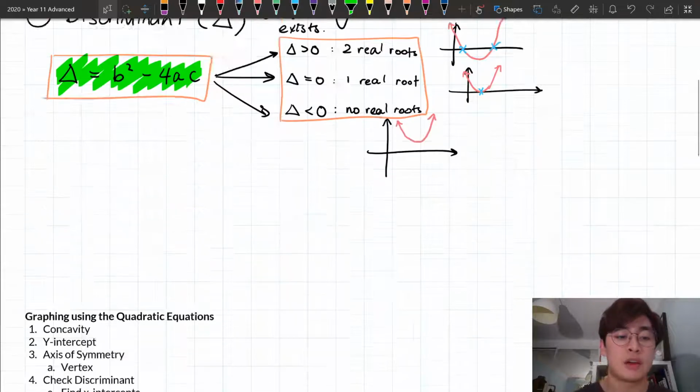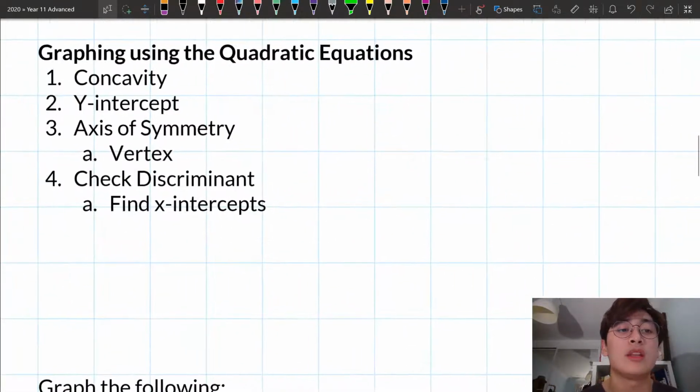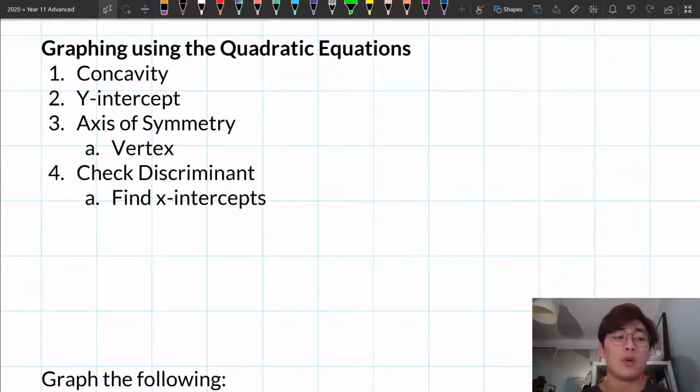I have written down the steps that you would use if you're graphing a quadratic function using this method. Now, the three methods that we looked at, so factorizing, completing the square, and also using the quadratic equation, all of these three methods, you can use the different steps in each one of them depending on what you need.